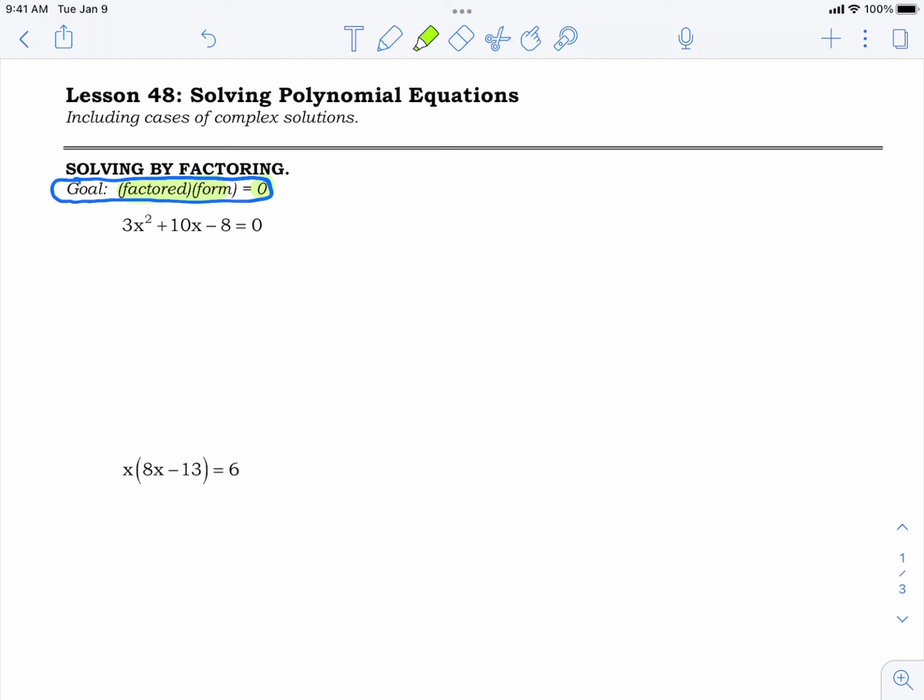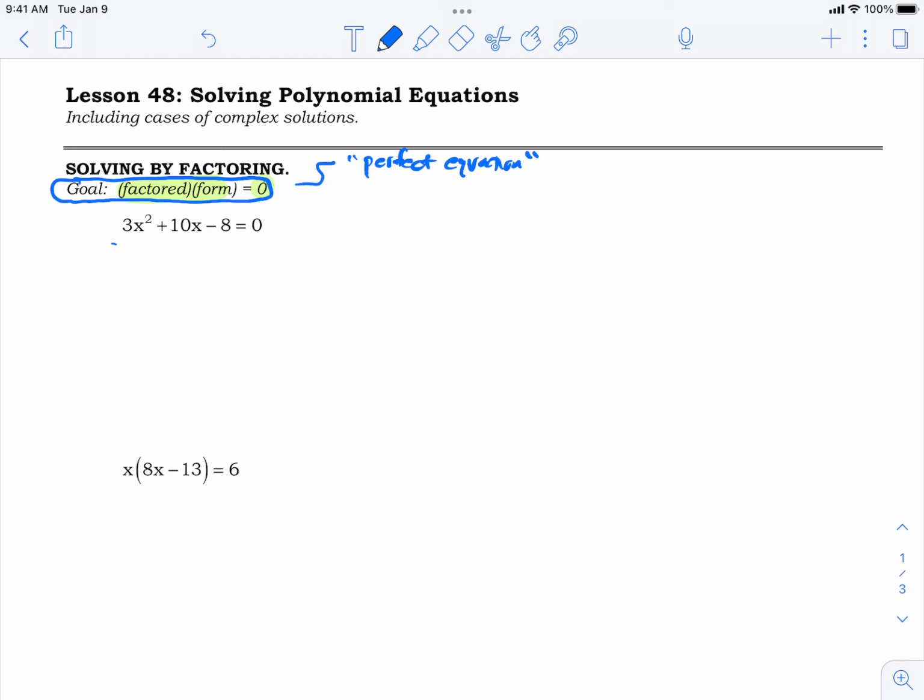If you have a factored form on the left and a 0 on the right, in the book you will see this called a perfect equation. It's perfect because you can start to read your solutions right off it. So if you get your equation in perfect form, you can start reading your solutions. I'll show you this in action right here.